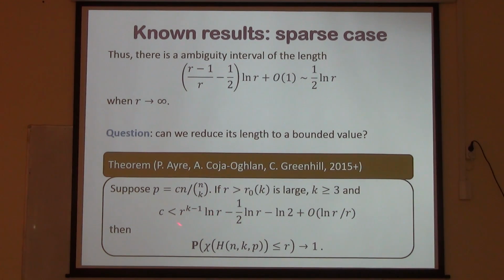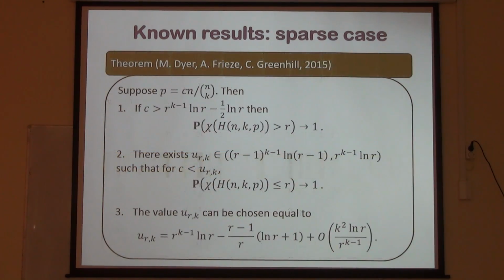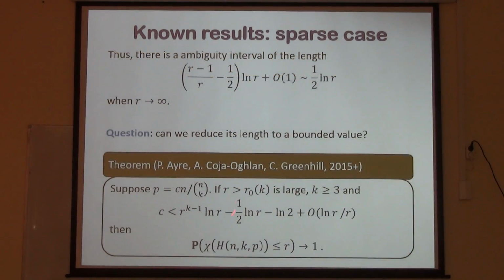So if C is less than this, we have the two first summands the same as in the upper bound. R to the power k minus 1 log R minus log R over 2 minus log 2, again log 2, with some error term. And then our hypergraph is uncolorable.